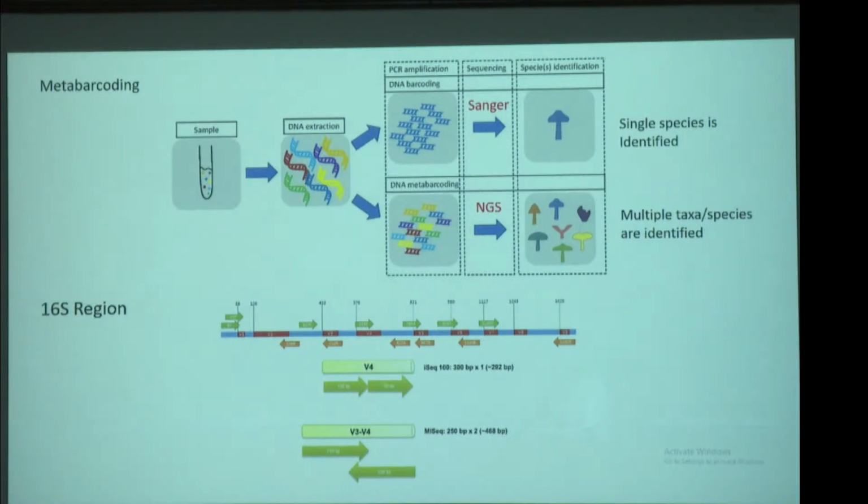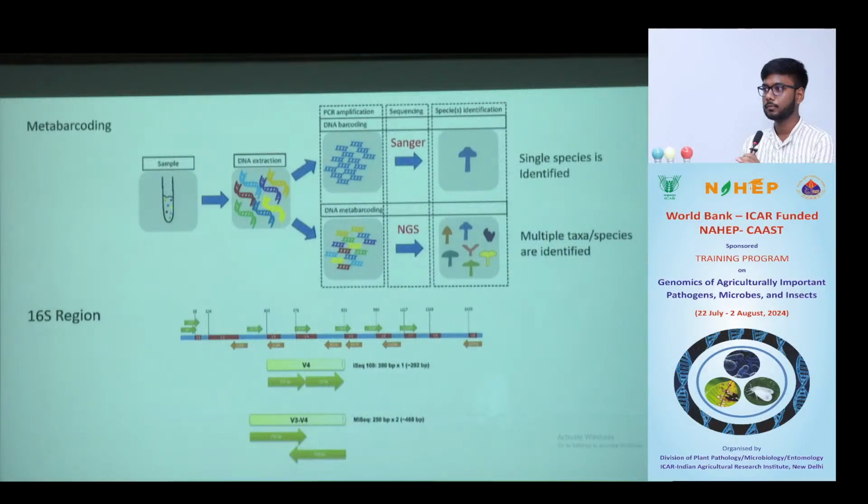So this is the 16S region of bacteria. We can see conserved regions and variable regions. These conserved regions are used to construct the primers. This conserved region is present in all bacteria, the same. And there are 9 variable regions, V1 to V9.